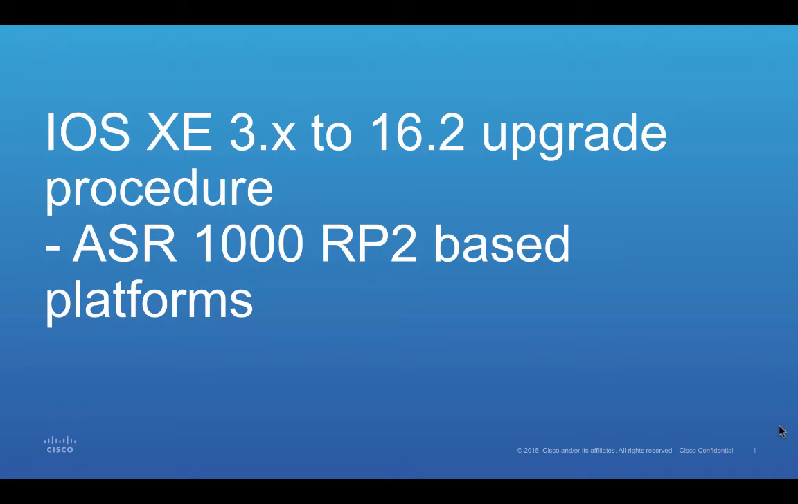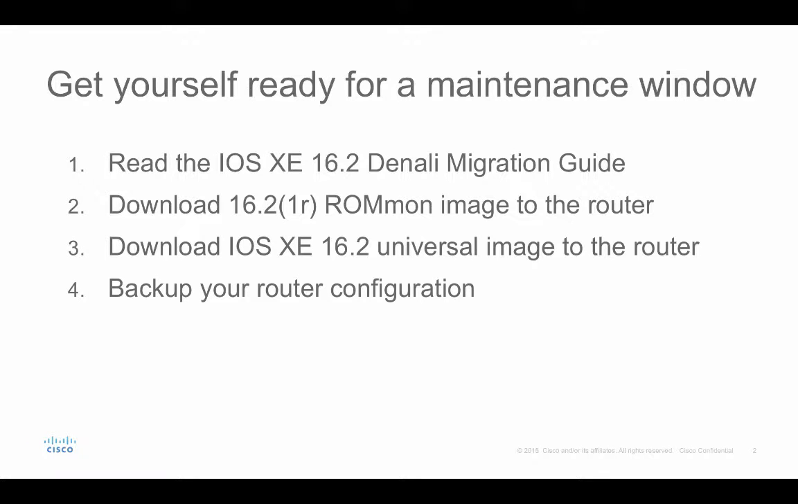Hello, this video is a demonstration of the software image upgrade procedure from IOS XE 3.x to 16.2 on ASR 1000 RP2 based platforms. Prior to the upgrade, I recommend you read the IOS XE 16.2 Denali Migration Guide on cisco.com.